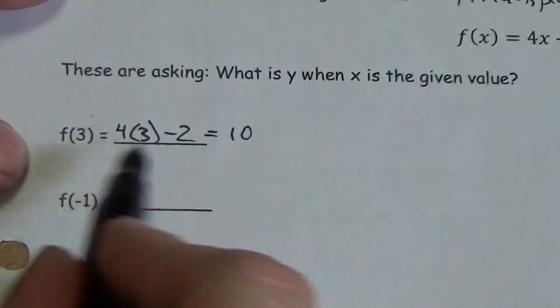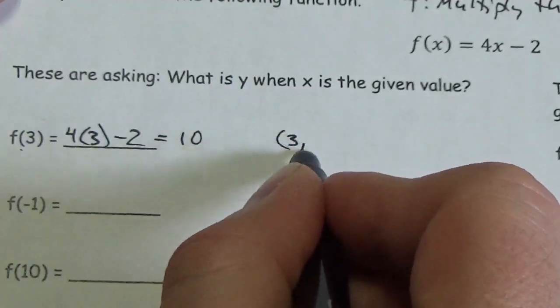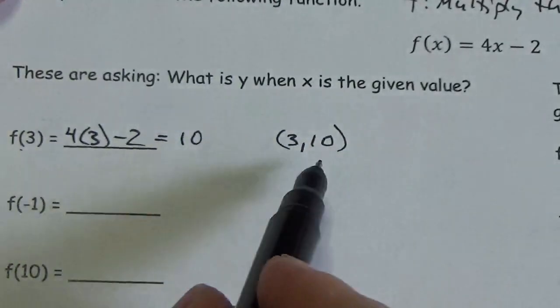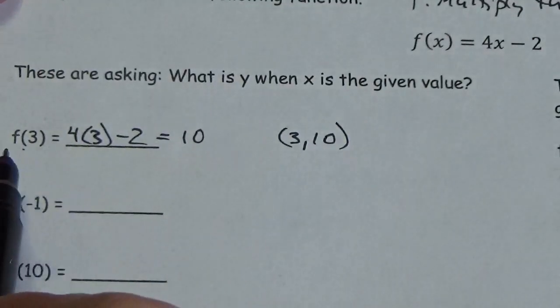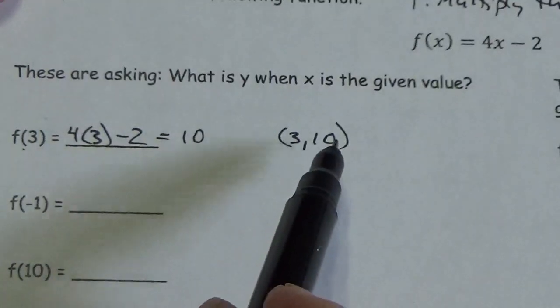And so this gives us a relationship here between x and y. So I know that the point (3, 10) is on the graph. The value of the independent variable is x, and the overall value is the dependent variable, y.